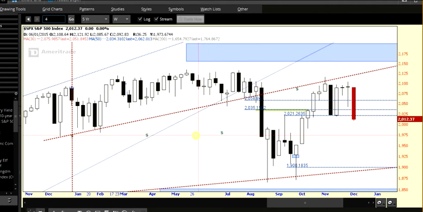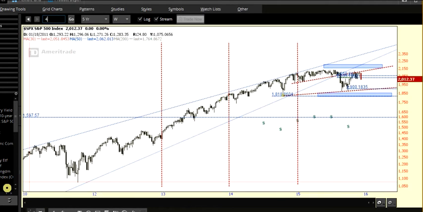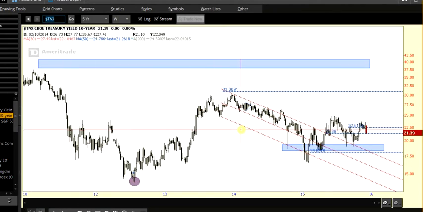Okay, having said that, let's check some of these other markets that we look at from time to time. Let's look at the 10-year Treasury, and I'm going to show you a short-term Treasury chart as well.